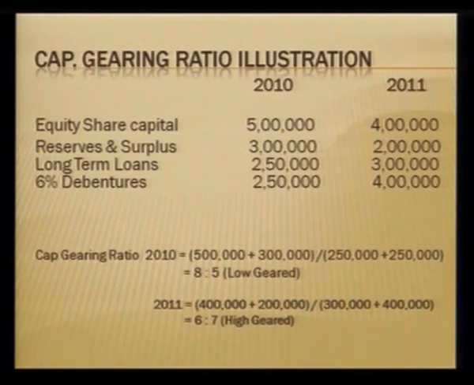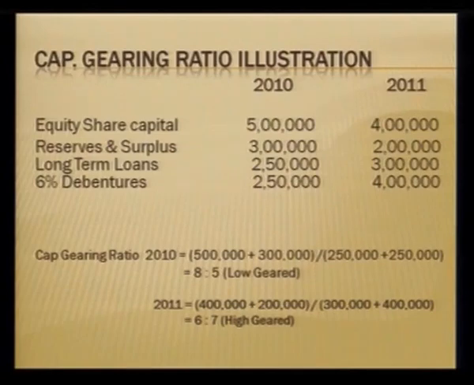Now, let me take an example to explain what we mean by highly geared and what is low geared in capital gearing. Let us assume we have been given information relating to the years 2010 and 2011 in respect of equity share capital, reserves and other items. Equity share capital for 2010 is 5 lakhs, for 2011 it is 4 lakhs. Reserves and surpluses are 3 lakhs and 2 lakhs respectively for 2010 and 2011. Long term loans are 2,50,000 and 3 lakhs respectively, and the total debentures for the firm are 2,50,000 for 2010 and 4 lakhs for 2011.